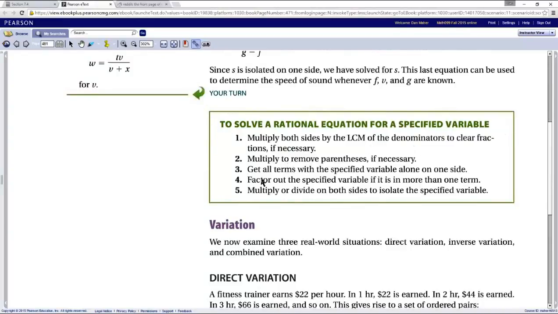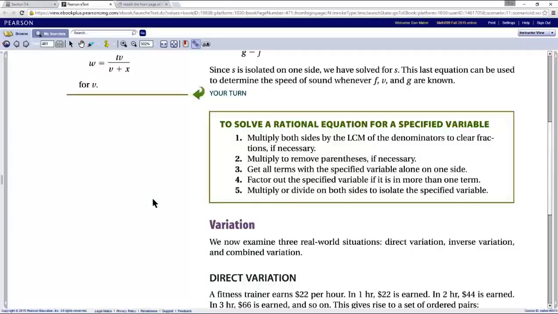Clear the fractions, use the LCMs, remove parentheses if necessary, do the multiplication. Like one of the things with that velocity squared, maybe you don't need to distribute. You can basically keep solving, especially if inside the parentheses is the variable that you're trying to solve for. Factor out any specific variable if more than one term, so look for the distributive property, factoring issues, that kind of stuff. You're going to simplify things. Multiply and divide both sides, isolate the specific variable, right?